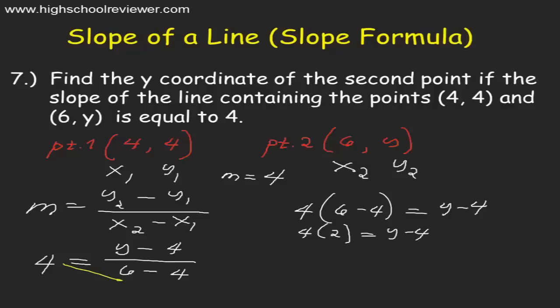So our y here will be equal to 4 times 2, that is 8. And then we will transpose negative 4 to the other side. This will become positive 4. So our 8, or rather our y will be 8 plus 4, and that is 12. So y here, this is y sub 2. So our value for y sub 2 is positive 12.